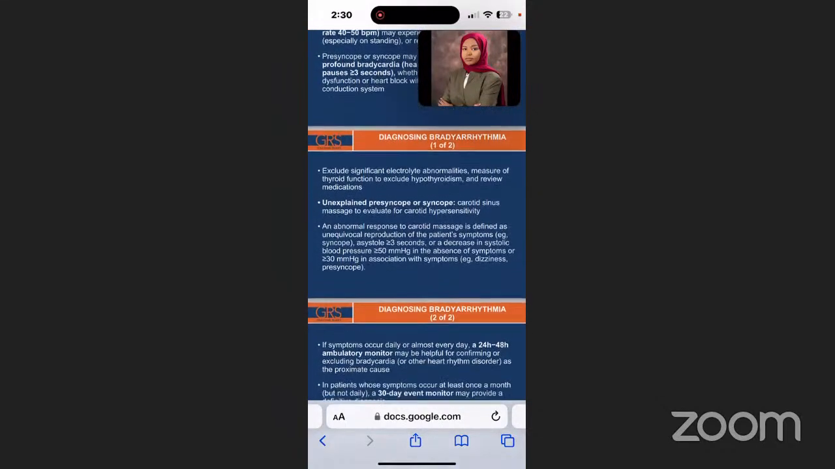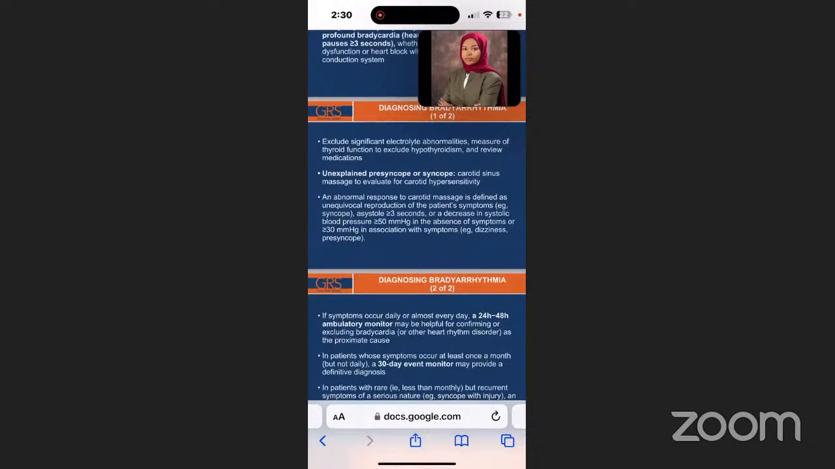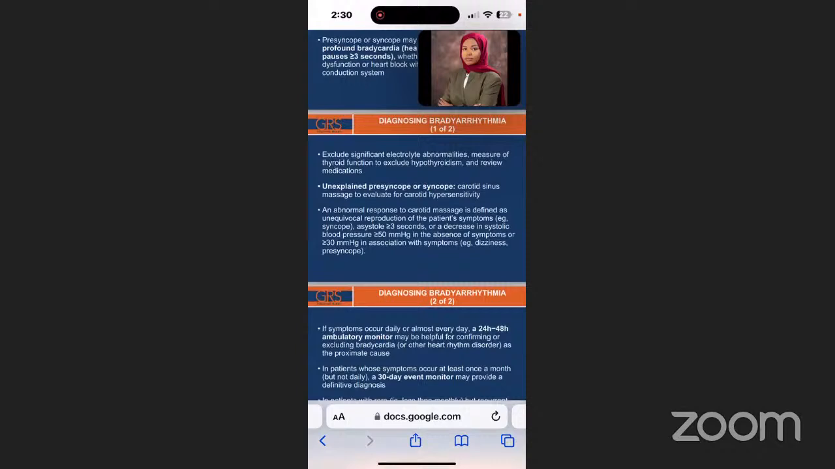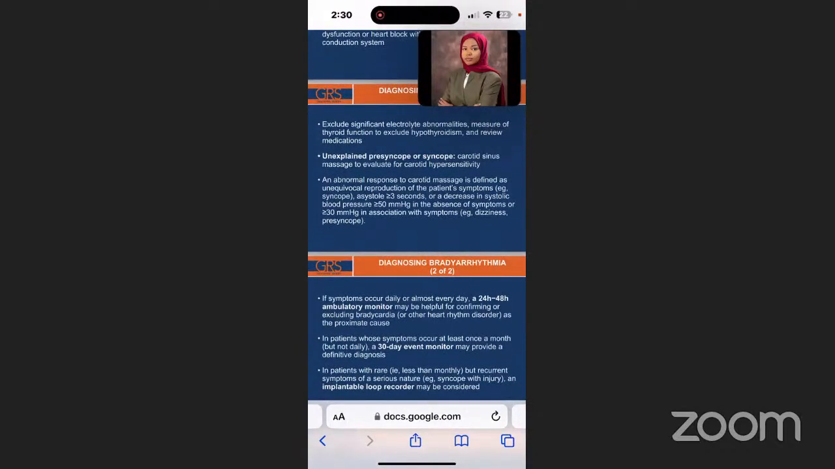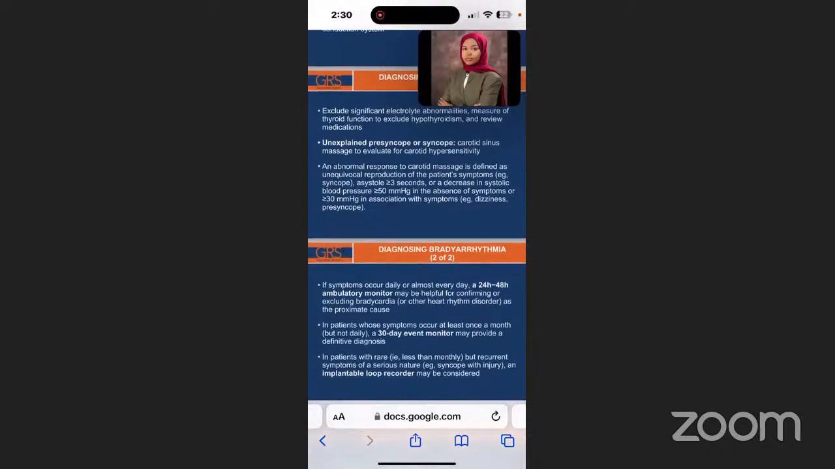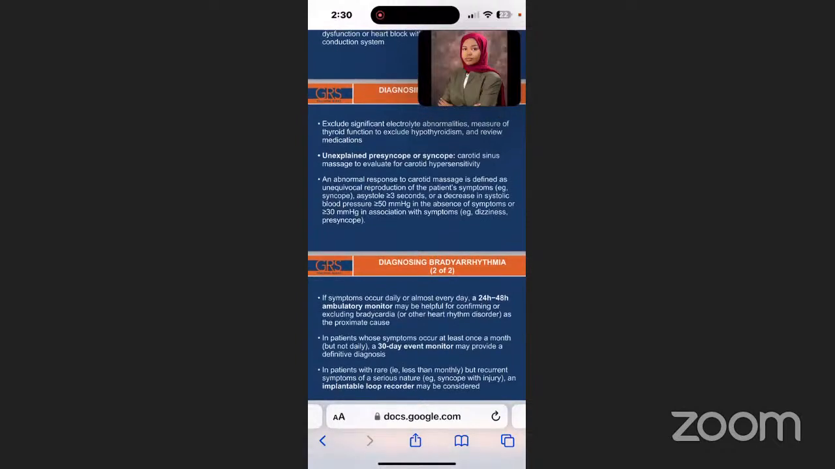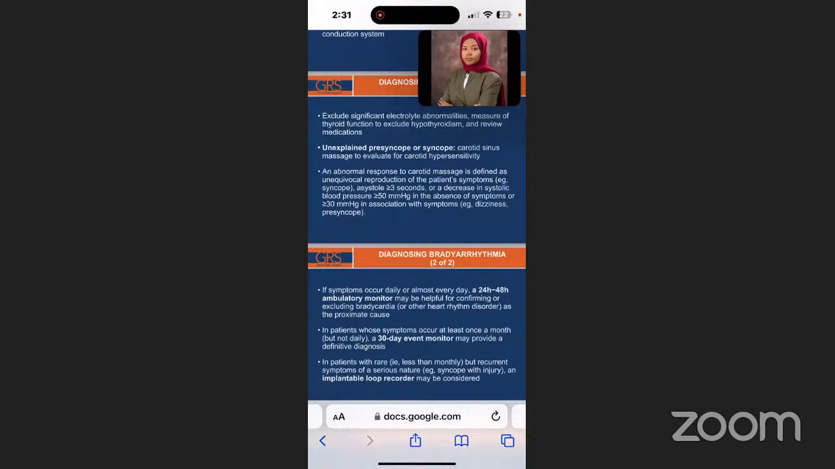How can we diagnose bradycardia? The first thing, we have to exclude significant electrolyte abnormalities, and we can also measure the thyroid function. We can do a thyroid function test to exclude hypothyroidism. And I think the first step is that we can review the medication of the patient. If the patient has been using beta blockers or calcium channel blockers for a long time, this might cause bradycardia. So the first step, we have to review the patient's medication. After that, we can check the patient's electrolytes and measure the thyroid function test.